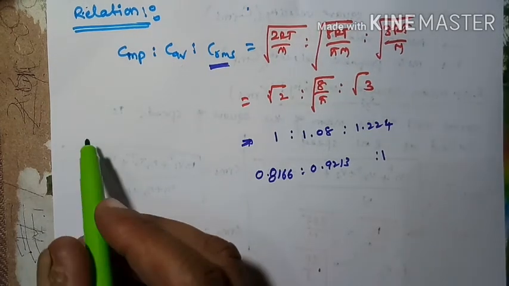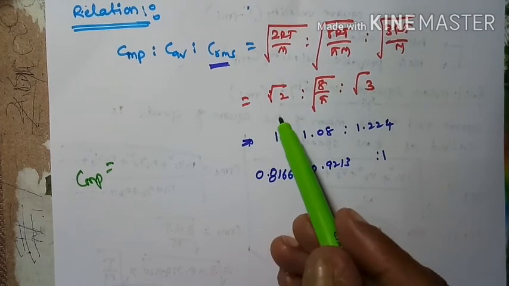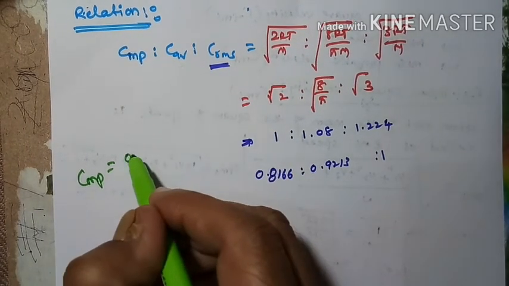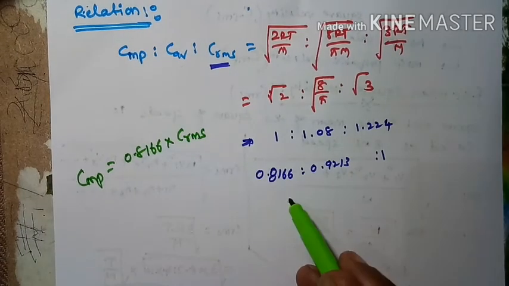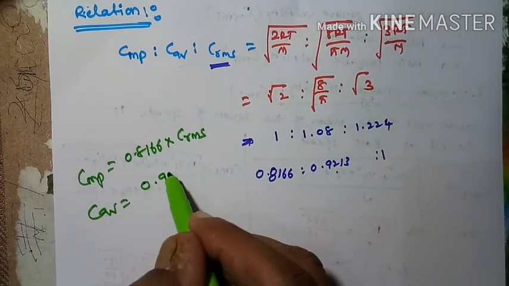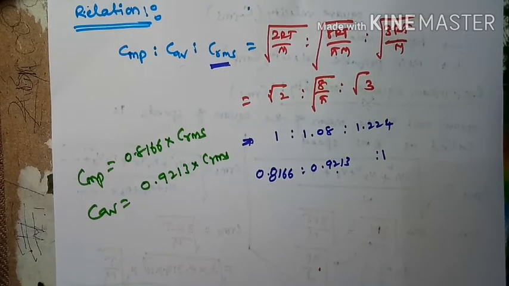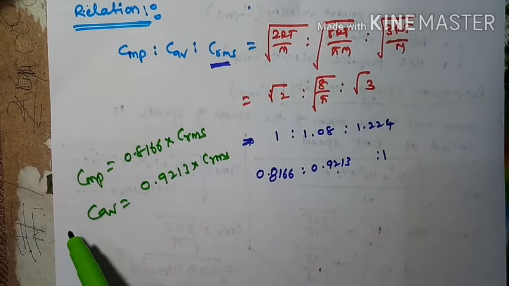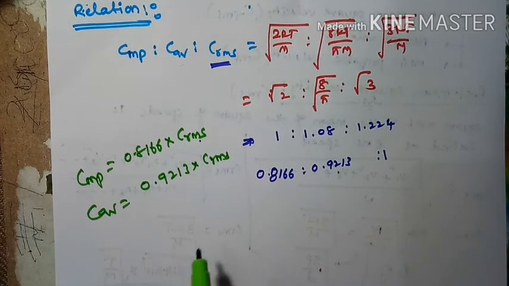So how will we convert? C maximum probable velocity is equal to 0.8166 into C RMS. And if C average velocity is asked, it is 0.9213 into C RMS. So in this way we can calculate the maximum probable velocity and average velocity by calculating the RMS velocity.